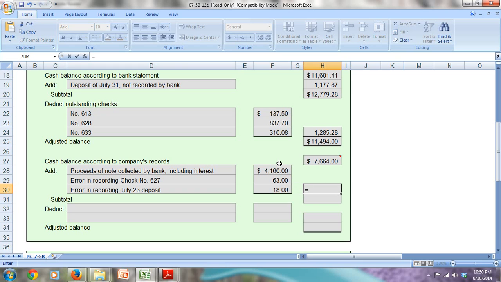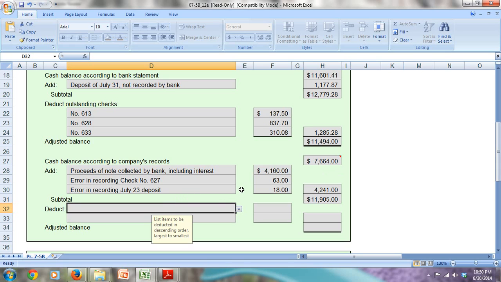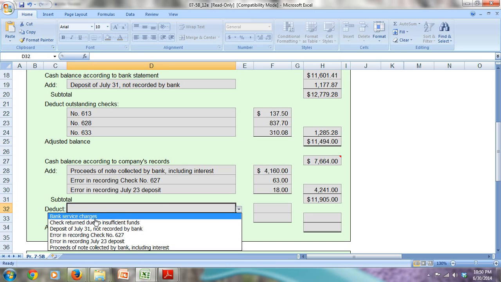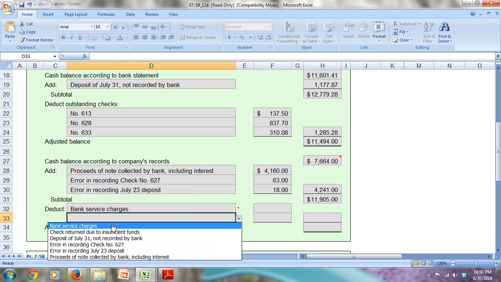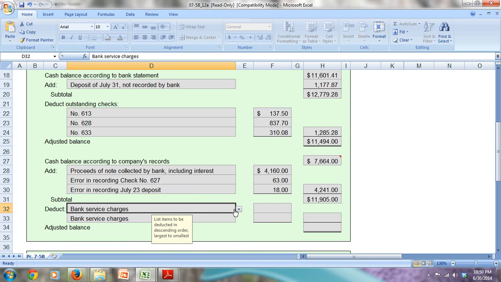Then we add those additions together, and that gives us our subtotal for the book section. For the deductions, the big one we looked at in the previous couple of examples in the videos was the bank service charge, so we can go ahead and enter that in. Oh no, it doesn't want it to go there, it wants it to go here. It's picky, so let's just put it there.